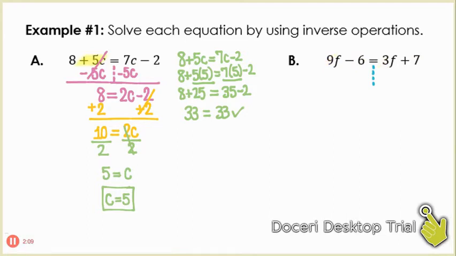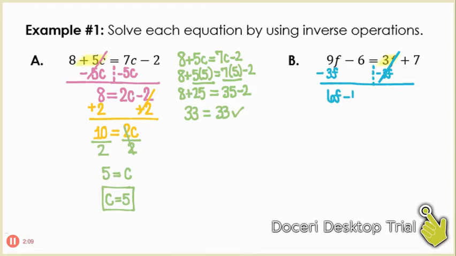I'm going to choose to move my 3f over to the left. So in order to get rid of a positive 3f, I'm going to do the opposite, which is to subtract. 3f minus 3f is going to cancel out. Just like if you had 3 feathers and someone took those 3 feathers away. Why we have feathers, I don't know. But anyway, 3 feathers minus 3 feathers, no more feathers, they're gone. 9f minus 3f will give me 6f.